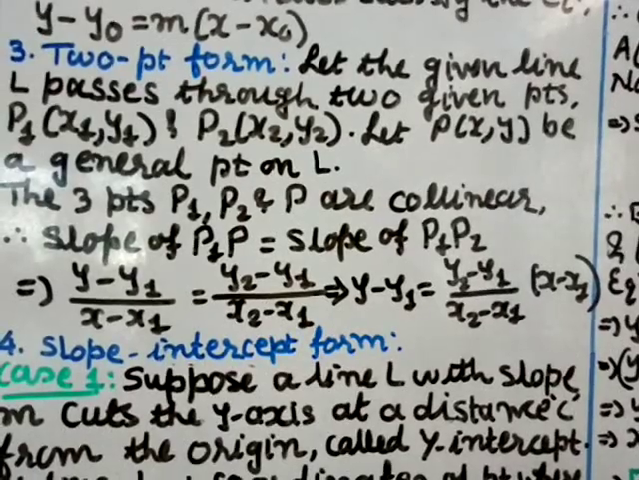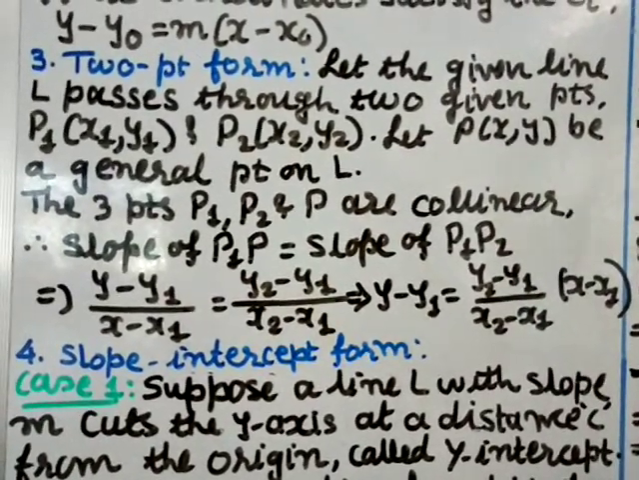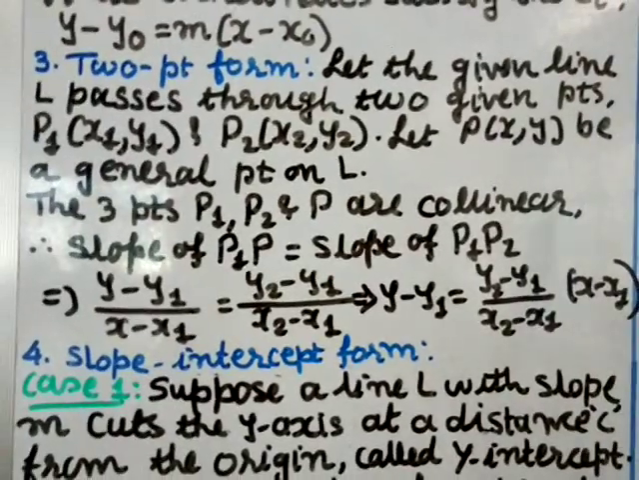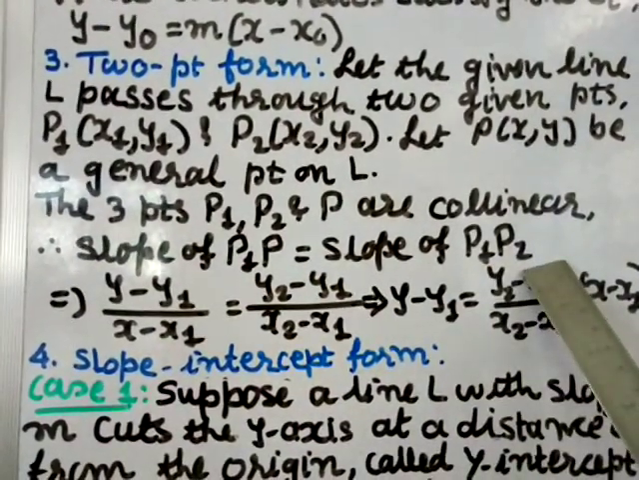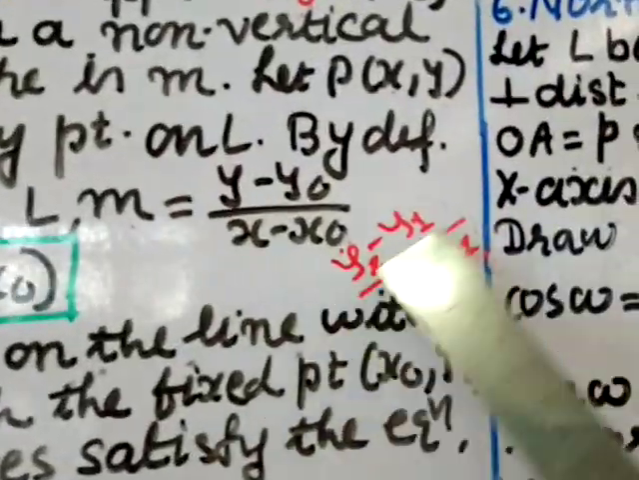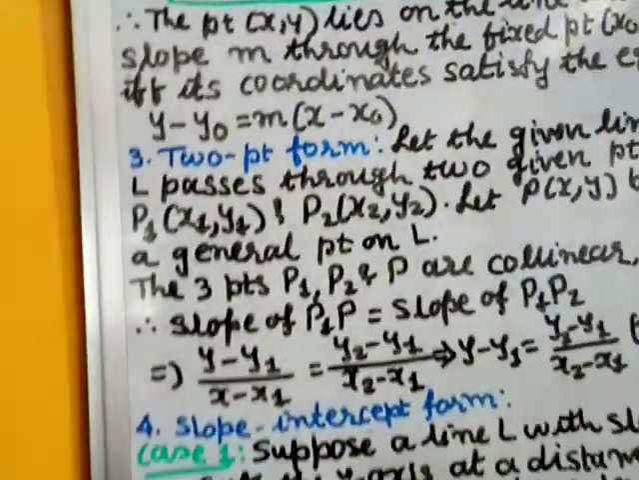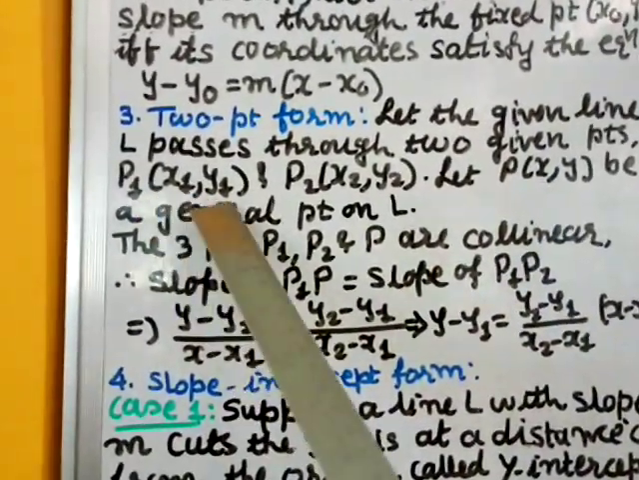Now we know that if A, B and C are collinear, then the slope of AB equals the slope of BC. So I will apply that result here. The slope of P1P equals the slope of P1P2. Okay, for the slope of P1P, I'll use this formula y2 minus y1 by x2 minus x1. So let us call this as x2 y2 and this you call it as x1 y1.